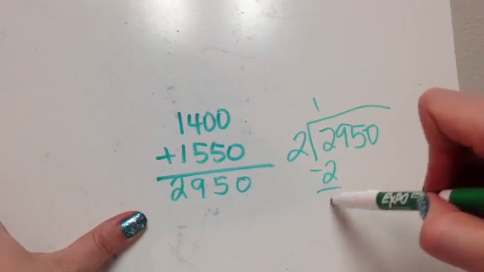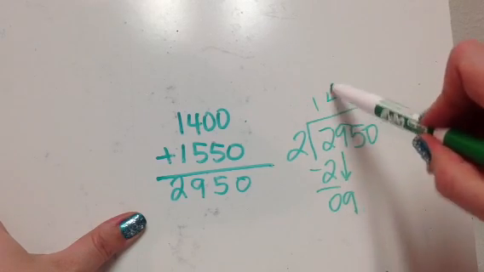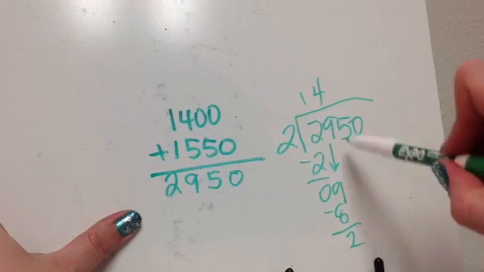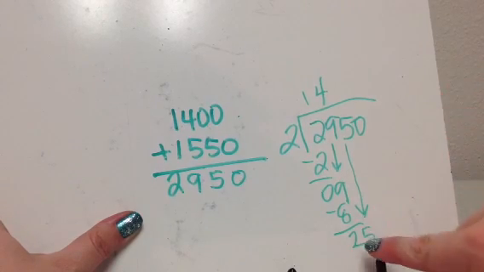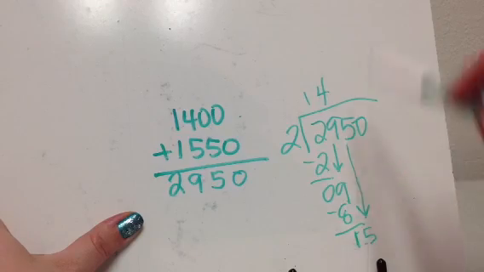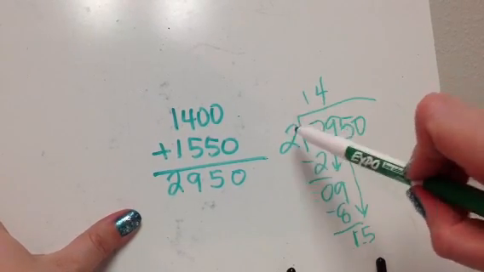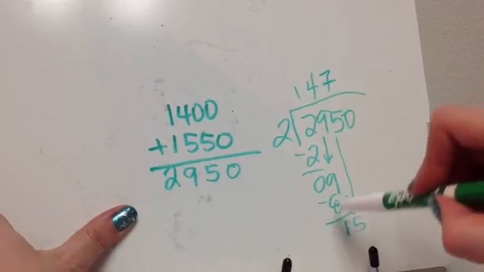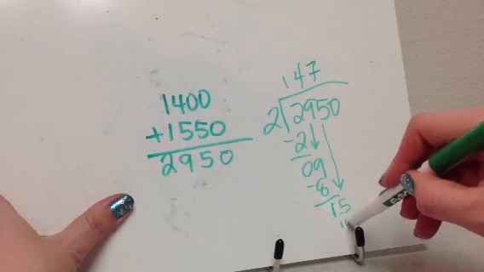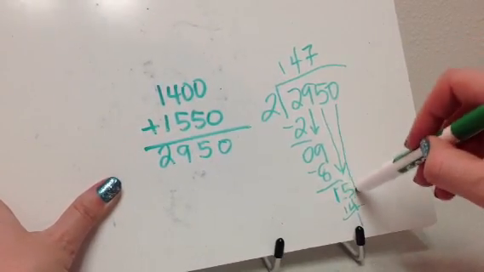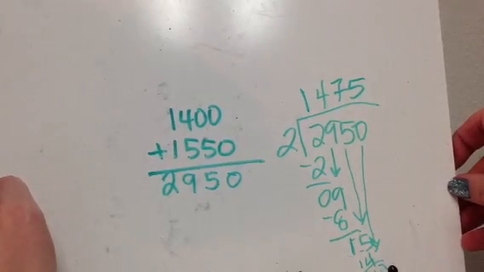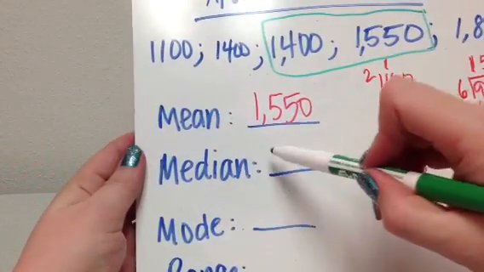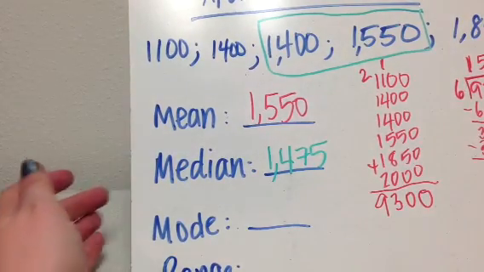2 into 2 goes once, which leaves me with 0. Drop the 9. 2 into 9 goes 4 times, which is 8. Oh, I'm going to run off of the screen here, aren't I? It leaves me with 2. Drop the 5. 2 into 25. Oh, I totally did that wrong, didn't I? I was so worried about going off the screen. I said that 9 minus 8 was 2, but it's not, it's 1. So now 2 into 15 goes 7 times, which is, back it up here so you can see it, 14. And then I have 1 left over, drop down the 0, 2 into 10 goes 5. So what this means is that 1,475 is my median. Let me put the other screen back up here. 1,475 is my median for these apartment sizes.